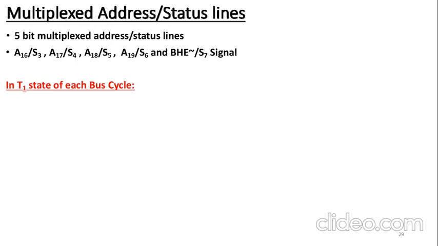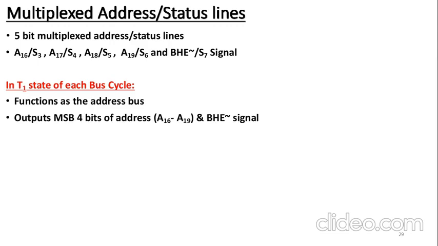Again, just like the multiplexed address data bus, the functionality of the address status lines is in the same manner. During the T1 state of each bus cycle, these 5 lines function as the address bus and the BHE bar signal. It means that through these multiplexed address status lines, during the T1 state, the processor outputs the MSB 4 bits of address, A16 to A19, and also outputs the BHE bar signal.